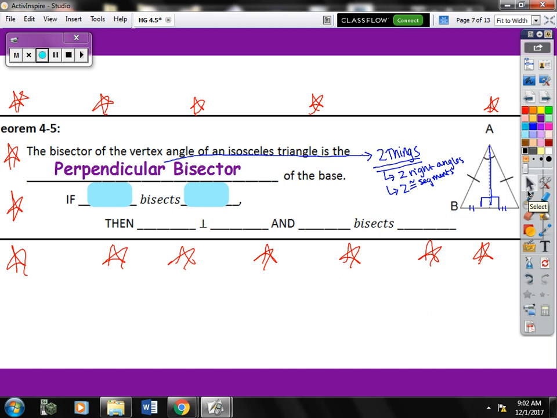So it says if AD, and that should have a segment bar, bisects angle BAC, then it will do two things. AD will be perpendicular to the base, which is BC, and AD will bisect BC. So it's a perpendicular and a segment bisector. But for a perpendicular bisector, they just leave off the word perpendicular segment bisector. They just let it do the two things at once.